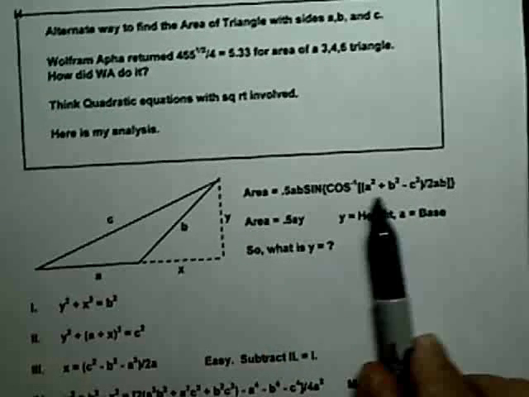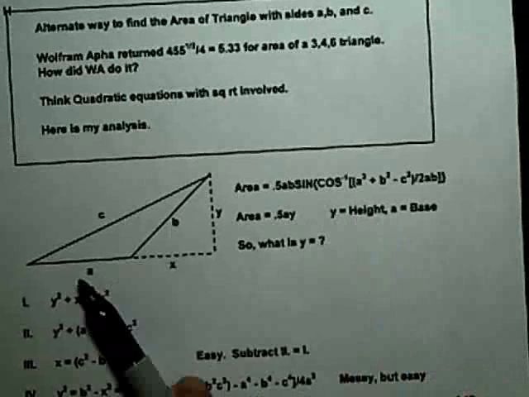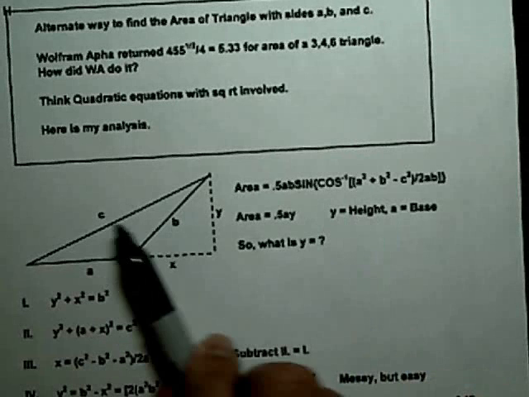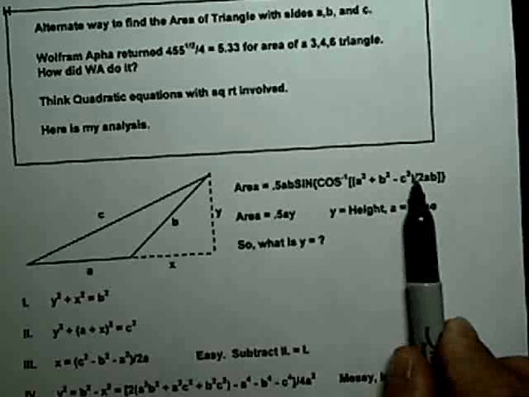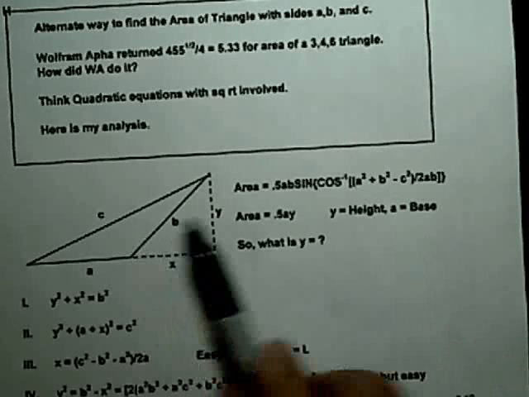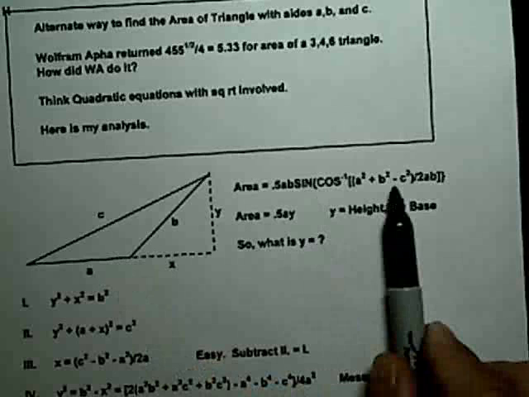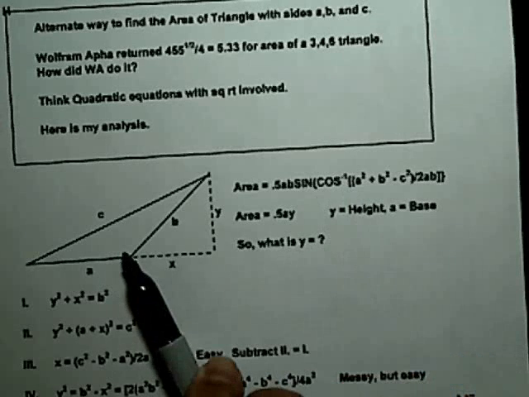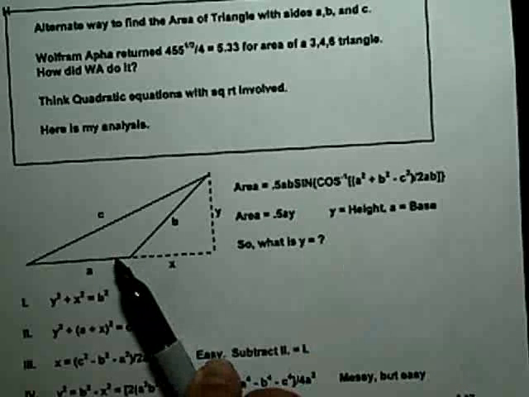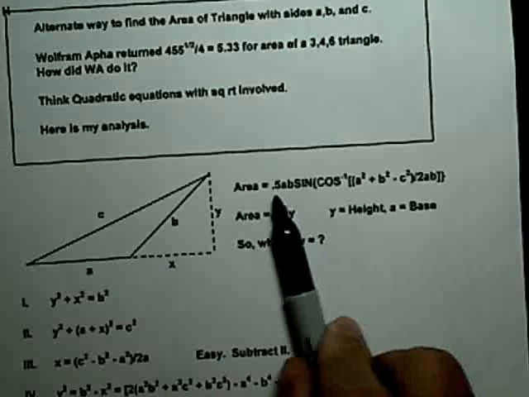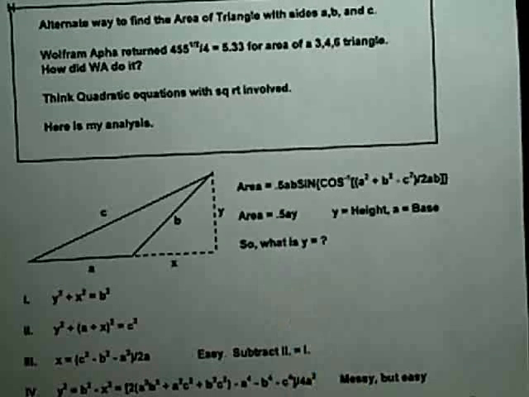You take these two sides, you take a squared plus b squared, you subtract c squared. And then you divide that by 2ab, and that gives you the cosine of this angle. So then you take the inverse cosine of this number, and that'll give you this angle. You take the sine of this angle, and then that's the correction factor. You multiply times a times b times 0.5, and that is it. And I've demonstrated that on the first two videos, and it's a very, very quick way to solve this triangle.